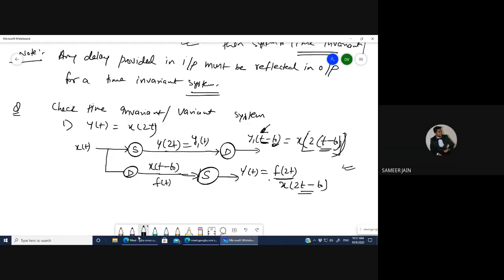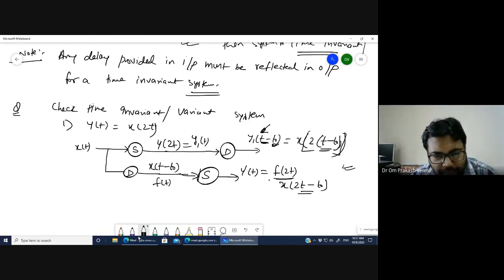First, you pass through the system. System will produce y of 2t. Then you provide the delay. Delay in what time? So it will give y of 2t minus t naught. Now in the second case, listen. In the second case, first you provide the delay x(t minus t naught). Then what is the system doing? System is just doubling the time, not the delay. So it is just multiplying by 2t. So it will give 2t minus t naught, right? So both are not the same. So it is a time variant system.